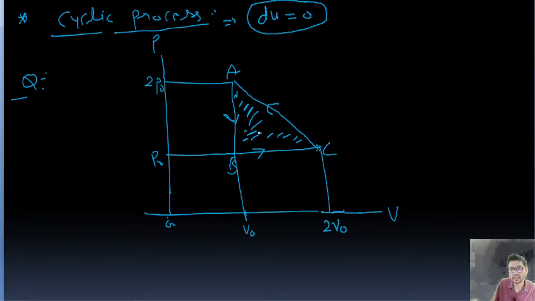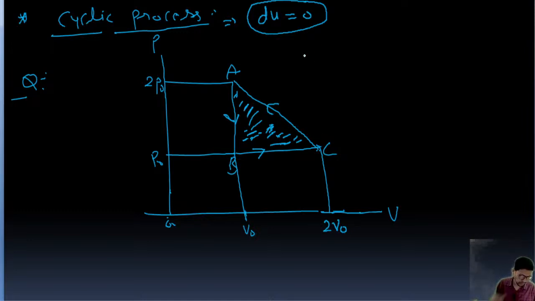This is a cyclic process. In a cyclic process, dU is equal to 0. If we are at A and we again come to A by this path, first A to B, B to C, C to A, then the work done is the area covered by this path, right? This triangle, the area covered by the triangle. That's what we are going to find. In that case, the area is going to be the area covered by this triangle ABC.